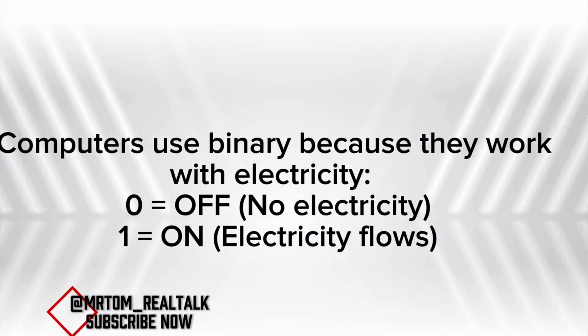Computers are made up of zeros and ones because they work with electricity, where 0 is assigned as off, meaning no electricity, while 1 is assigned to on, which means electricity flows. So computers are made up of a lot of zeros and ones.